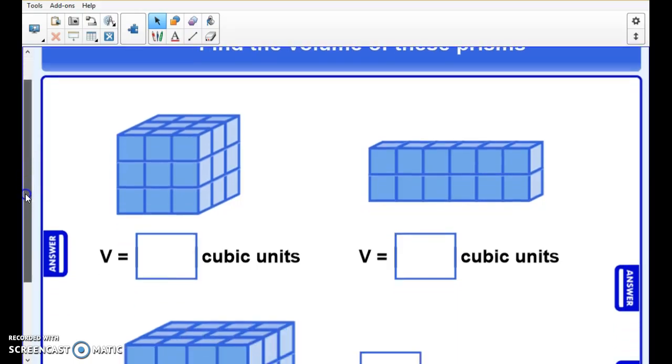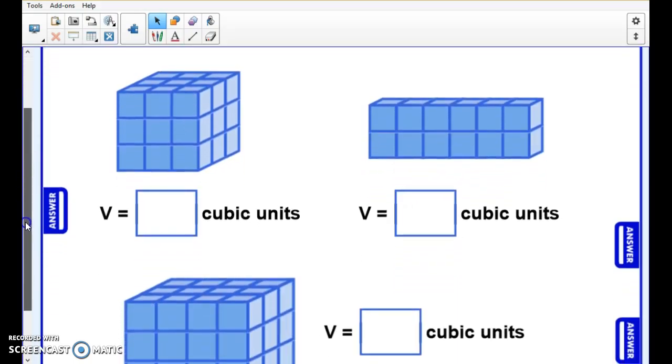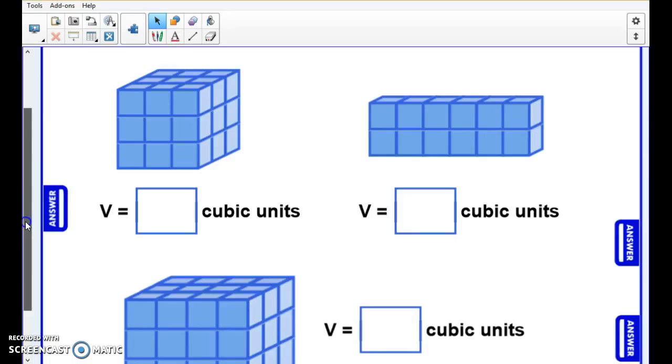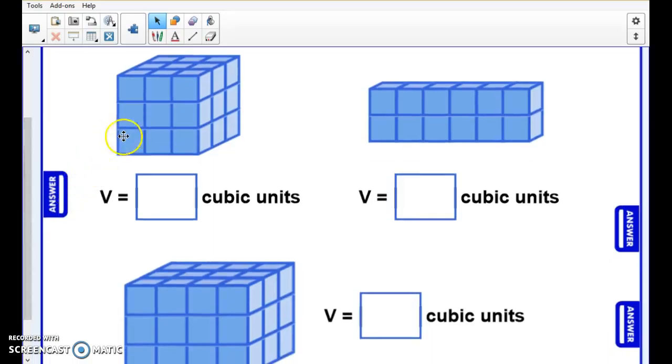So remember, for volume of prisms, we're really just multiplying the three things you know. So length, width, and depth. So this has a length of 3, height of 3, and a depth of 3. So 3 by 3 by 3 gives me 27 cubic inches.